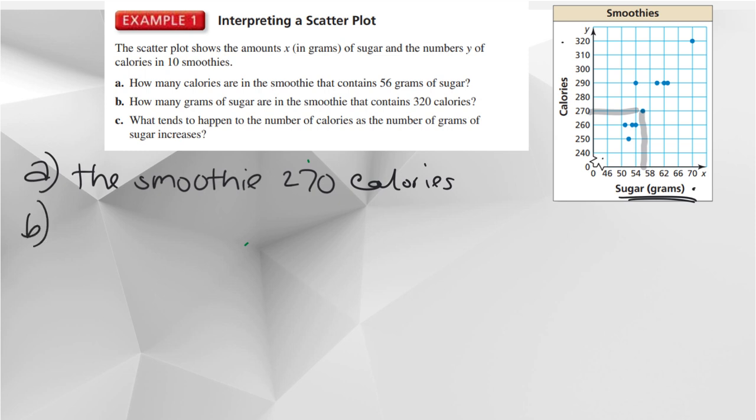In B, we have: how many grams of sugar are in the smoothie that contains 320 calories? So now we're doing the opposite, correct? We're going to look for 320. 320 is up here. So I'm going to look at to what point I finally see a point that meets, and it meets right over here. Going down tells me I am at 70 grams of sugar. The smoothie has 70 grams of sugar.